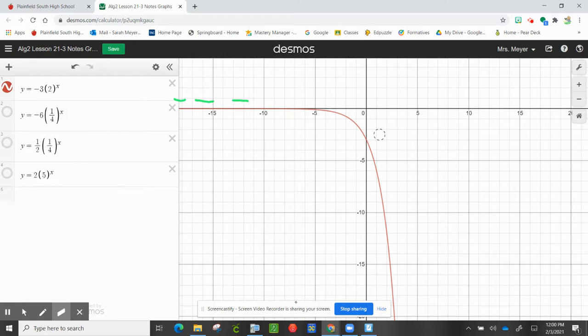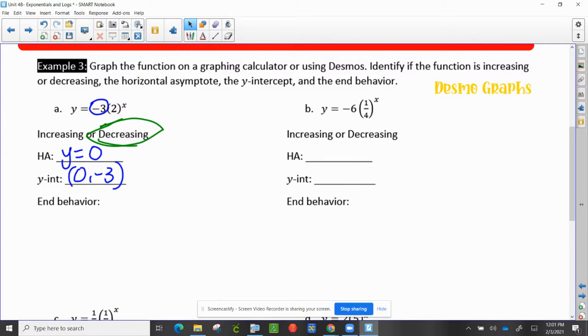Erase this. Okay, so remember, end behavior is talking about what's the graph doing as we go on the left, and what's the graph doing as it moves to the right. So on the left, what's this graph approaching? Well, it's approaching our asymptote. So that would be at 0. Remember, that is as x goes to the left and as x goes to the right.